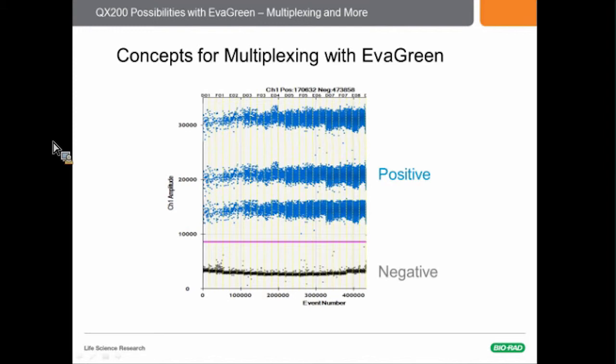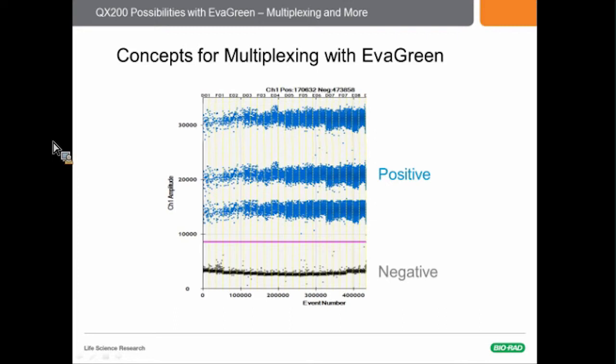Could we then have multiple yet separate positive droplet populations and use that to determine if we have multiple different amplicons? In other words, can we multiplex? And of course, the answer is yes. And this has been described as seeing the white space between the negative and positive droplets as a blank canvas of sorts. Depending on our ability to position different populations of droplets across this blank white space, we can detect multiple populations and perform multiplexing.